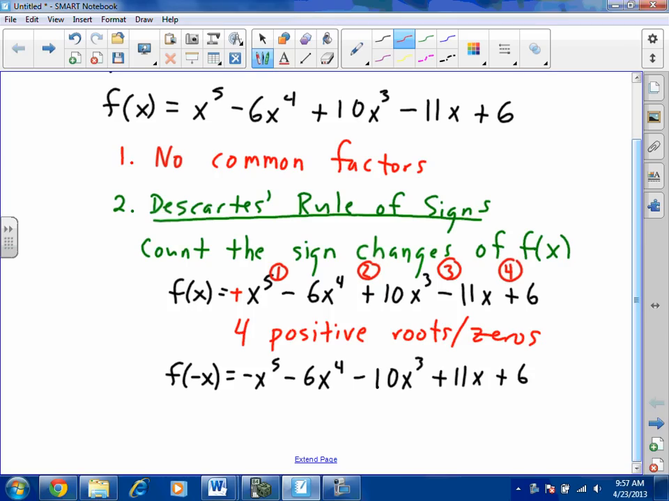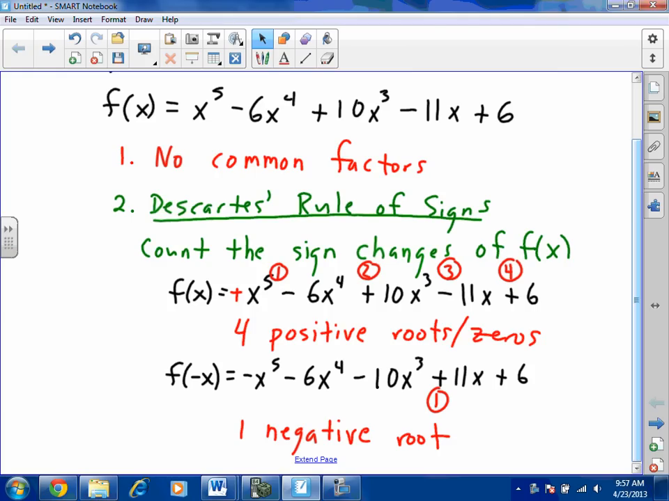So counting the sign changes, we see that we have none here in the beginning, none here, none here. We don't have them until we go from negative 10x to the 3rd to 11x. So we have 1, which is exactly what we predicted: 1 negative root. Okay? So again, that tells us that we have up to 4 positive roots. So looking for 4 positive roots and one negative root. Okay, so that's step 2, Descartes' rule of signs.